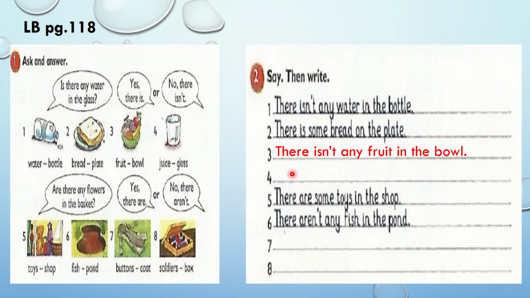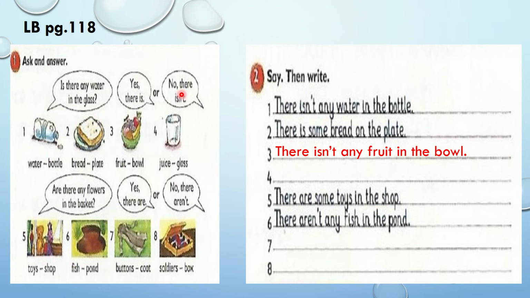If we were going to make this a positive sentence, then the sentence would be, there is some fruit in the bowl. And our negative statement, there isn't, is and not, isn't any fruit in the bowl.